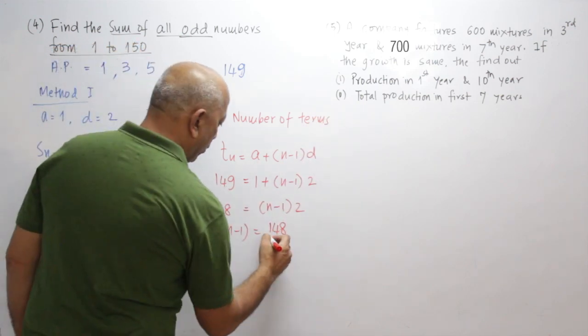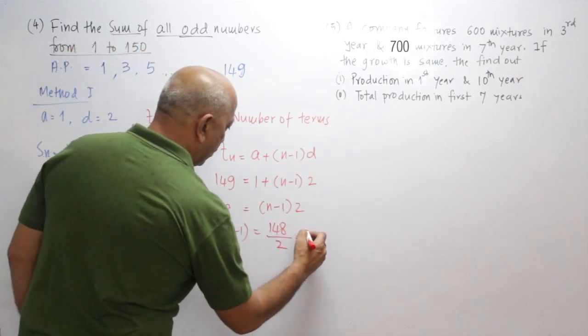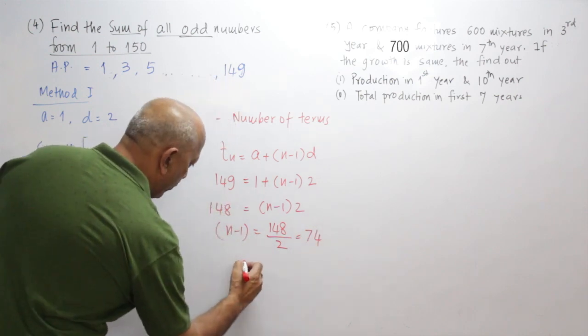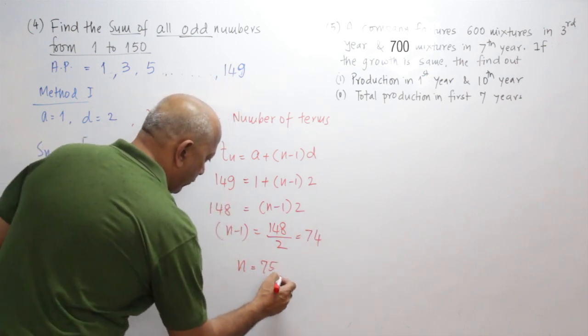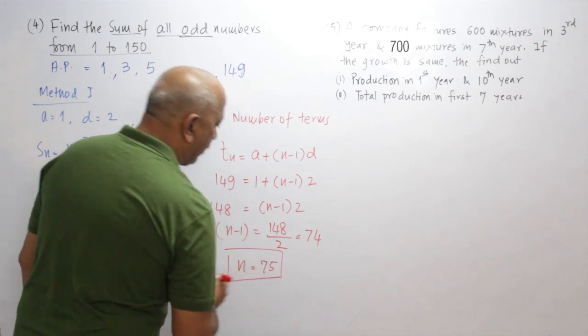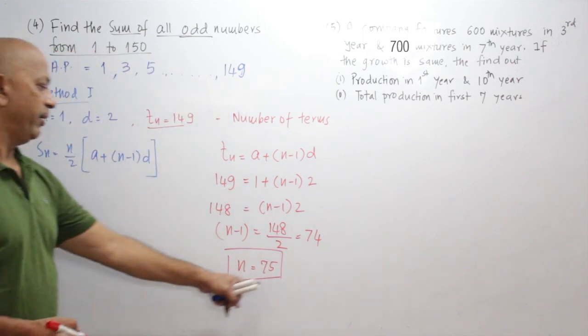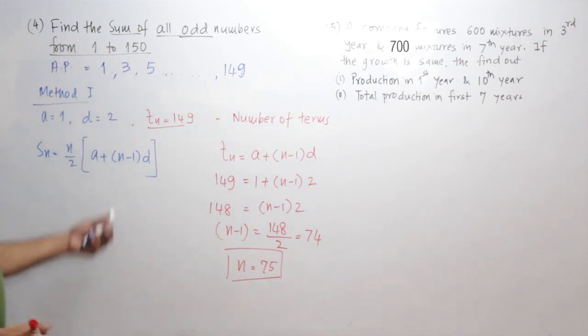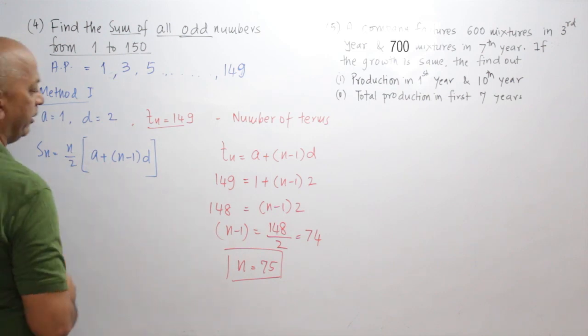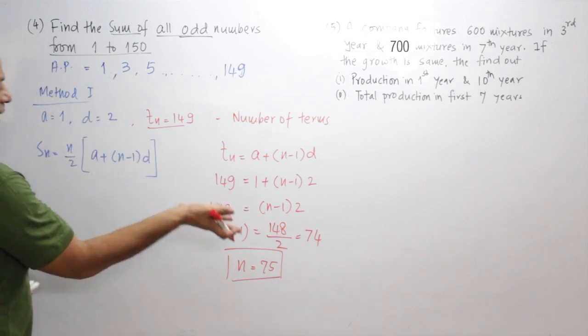So n minus 1 is 140 by 2 and that is equal to 74. So n is equal to 75. So I got the number of terms as 75. Now it's quite simple. I can put it here, or I can do it by my second method also.